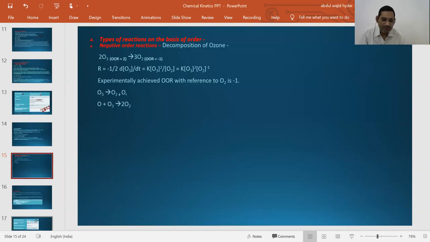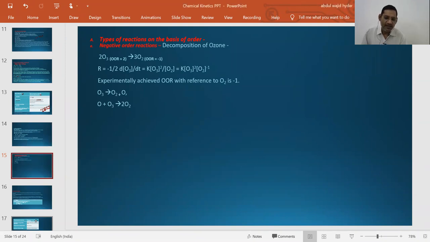Now see, I think we didn't discuss this also. So from here only we'll be starting. Types of reactions on the basis of order. So we'll be classifying reactions on the basis of the order.